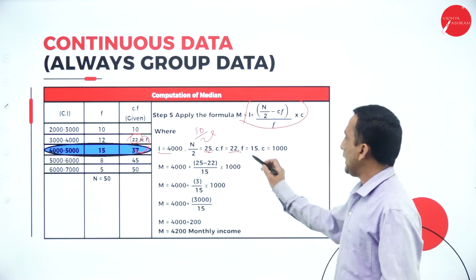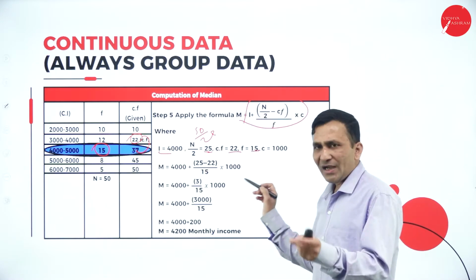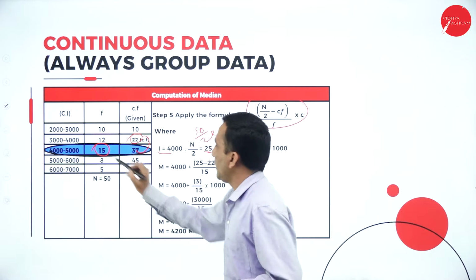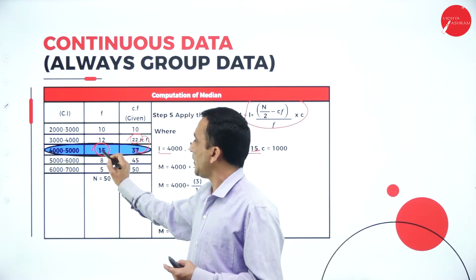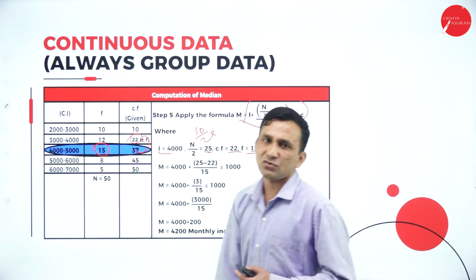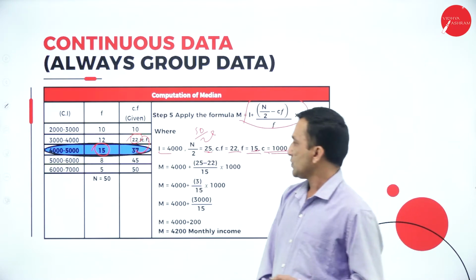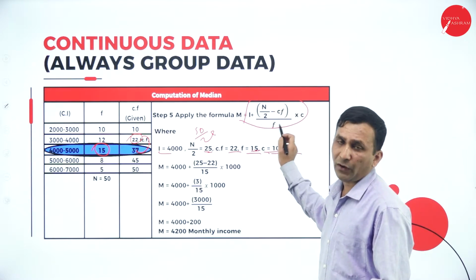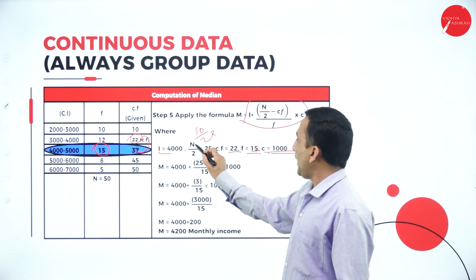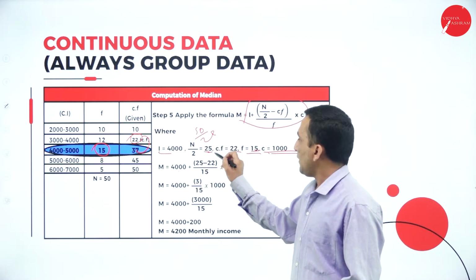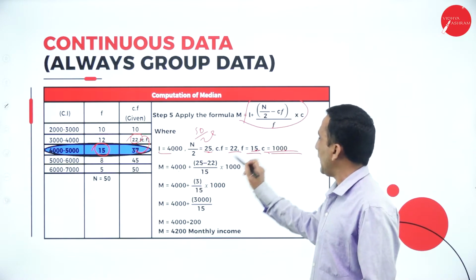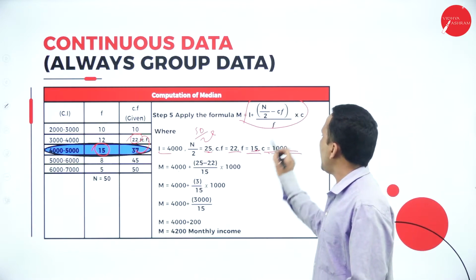So here it is 22. And the frequency of this class is not given directly; we converted from cumulative frequency and got frequency 15. Now 1000, because each class has a 1000 difference, that is the width. Now we convert into the formula, placing each value. In L's place we write 4000. In n by 2's place, 25. In CF's place, the previous cumulative frequency value 22. Divided by f's place, frequency 15. And in c's place, 1000.